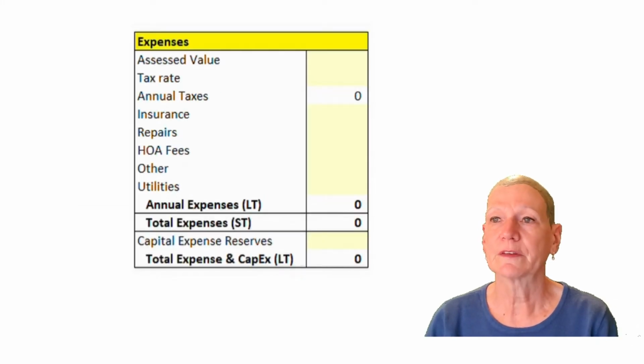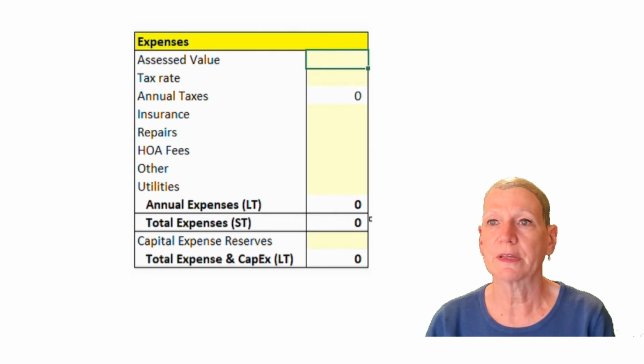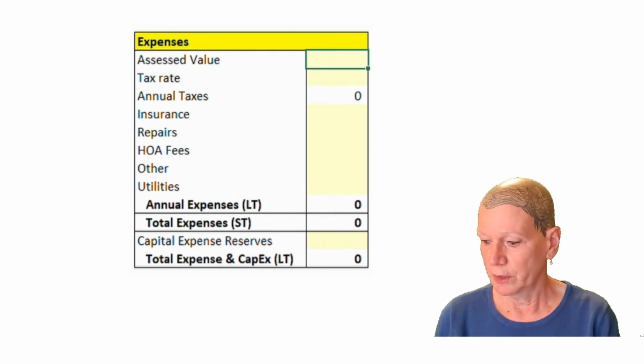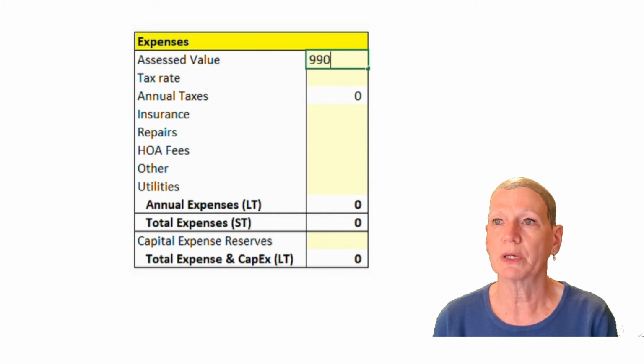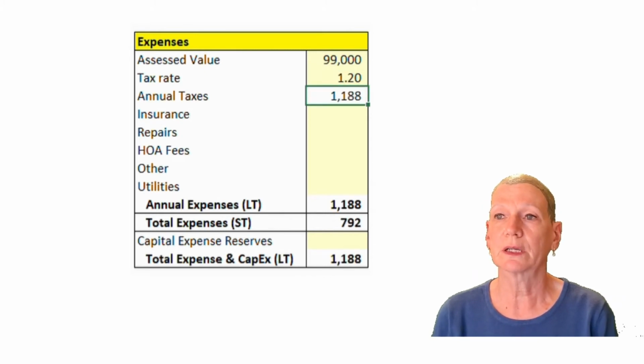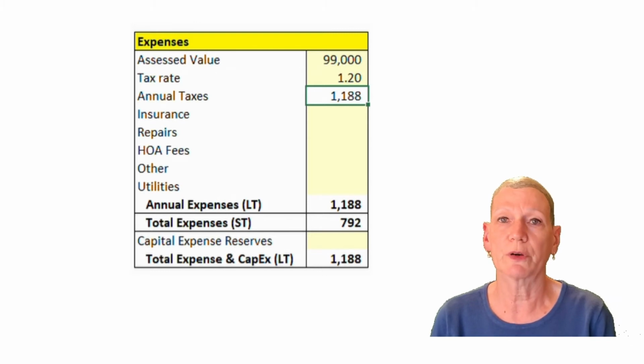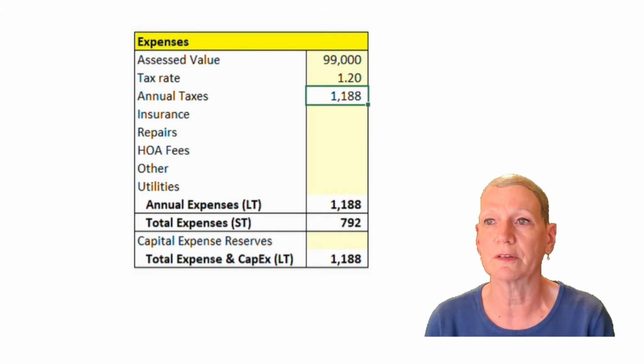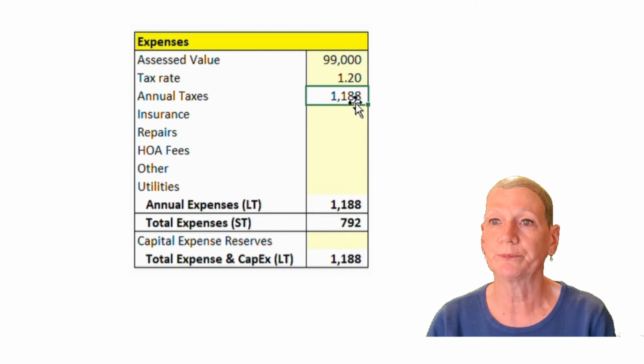Now we're going to look at the expenses for the property. In this section, all of these numbers should be annual numbers. So we're going to start with looking at the annual property taxes, and that's based on the assessed value. So we're assuming in this case that this property is currently assessed for $99,000 and that the local city or county tax rate is 1.2. That means that they are collecting $1.2 for every $100 of assessed value. So the calculation shows you here what the annual tax rate will be.